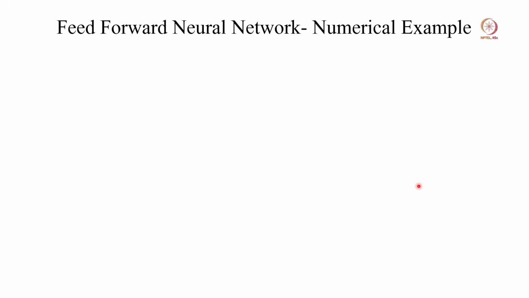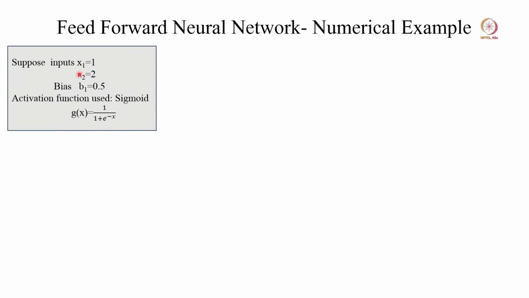Now, till now I have explained everything in terms of x1, x2, x3, x4. We will quickly have a look at a numerical example, and then we will go and see how the loss can be reduced in a neural network.